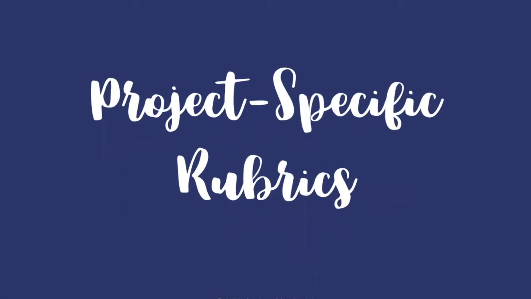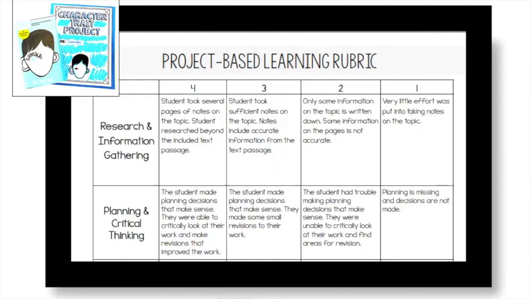So let's take a look at a specific rubric that I use for an ELA project, which is based around character traits and the book Wonder. The first thing that you'll notice is I have a 1 to 4 scale. You can use whatever scale you normally use in rubrics. Some places do 1 to 3, some do 1 to 5, whatever is appropriate.